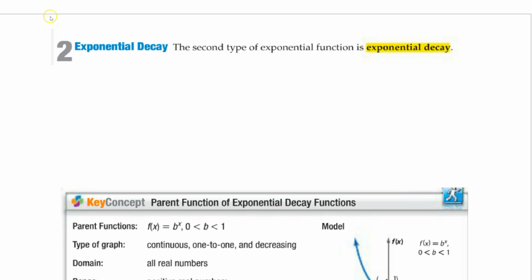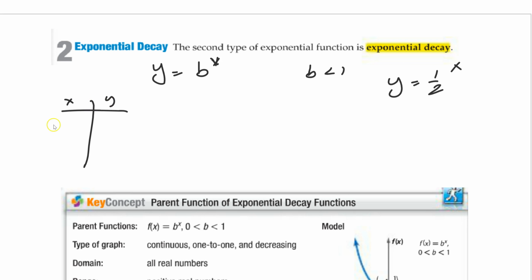Next up, exponential decay. So what's that? Decay is when the B value is less than 1. We can do an example like y equals (1/2)^x, so you can see the difference. Let's go -5, -1, 0, 1, and 5. So I get 1/2 to the -5 power. That flips it, right? So 2 to the 5th power, so 32.